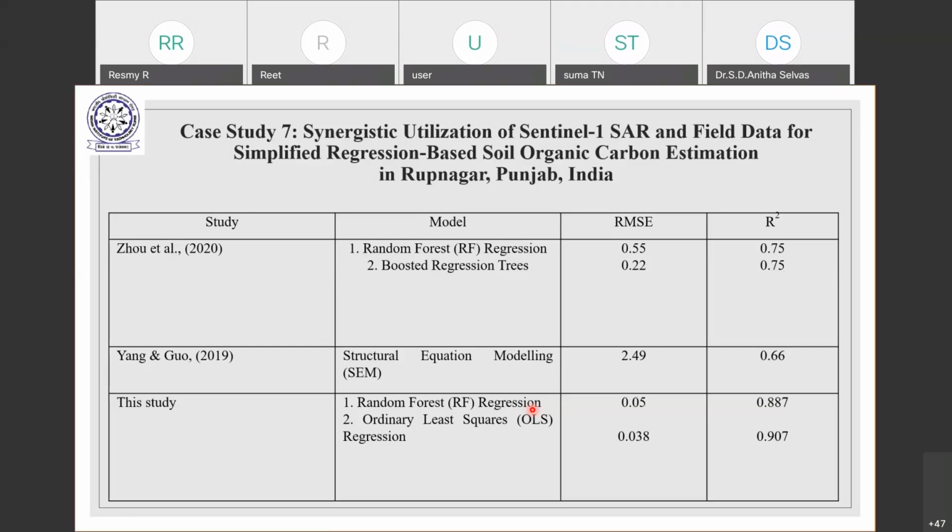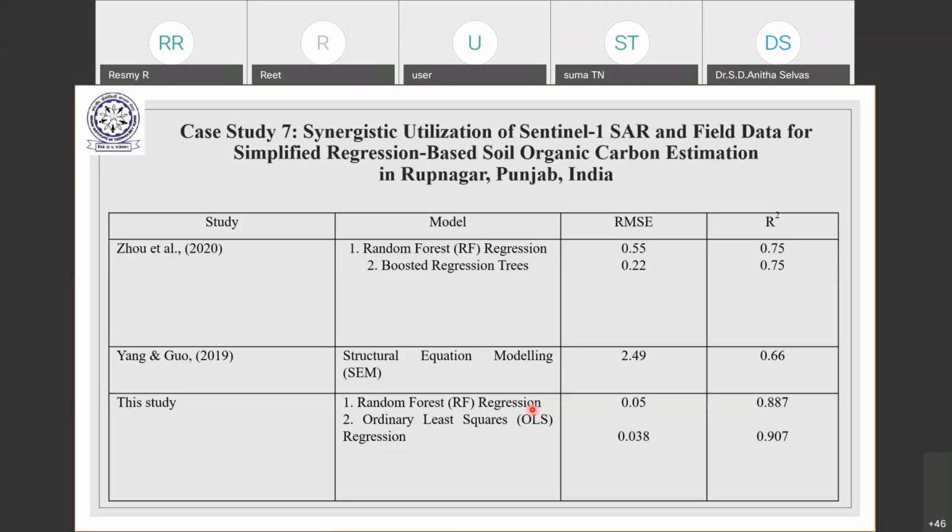Although in Zhao et al. they used only the backscatter and some field data. The second study was from Yang and Gao. They used structural equation modeling, SEM modeling, and they were able to get an accuracy of 66%. So our model performed better than either of these two models when we used the field data and also the moisture and electrical conductivity data along with the organic carbon data.